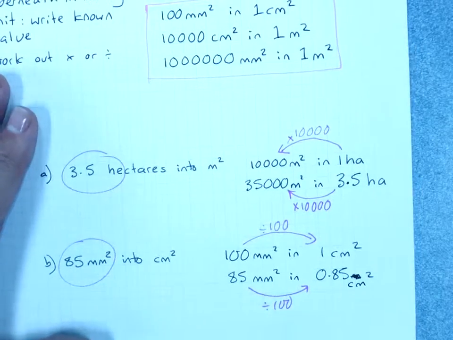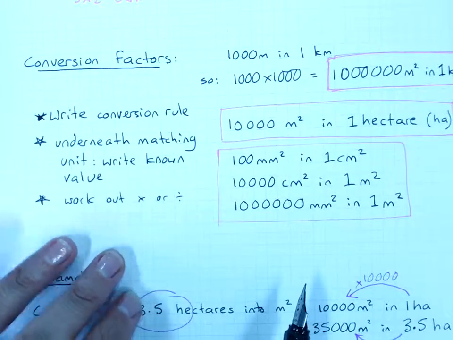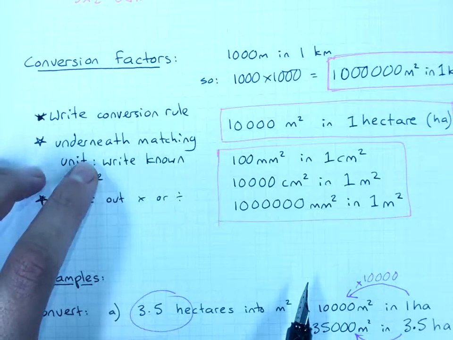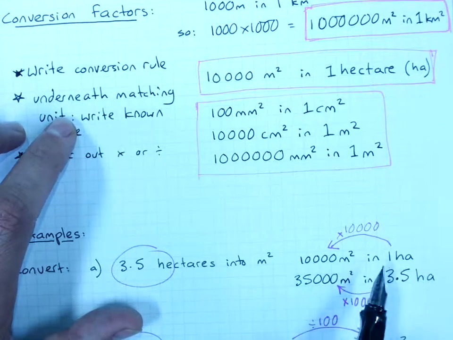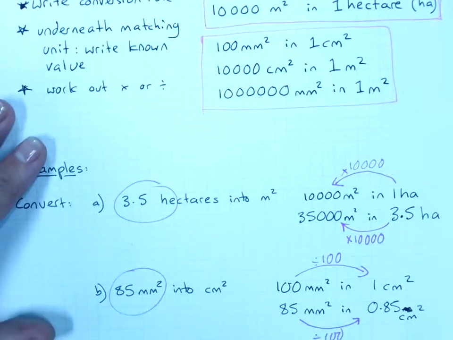So that's how it works to convert units of area. It's the same as converting units of length. Write the conversion rule, put the number underneath that you've got under the correct matching units, and work out times or divide and do it to both of them.